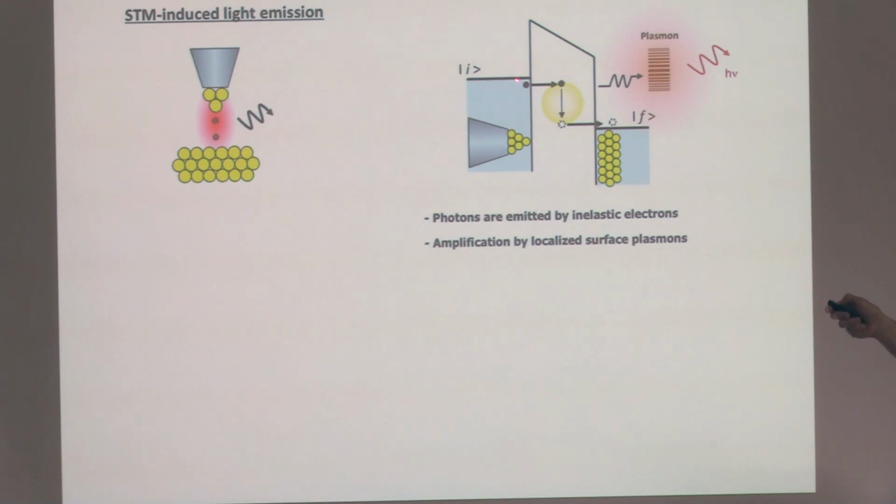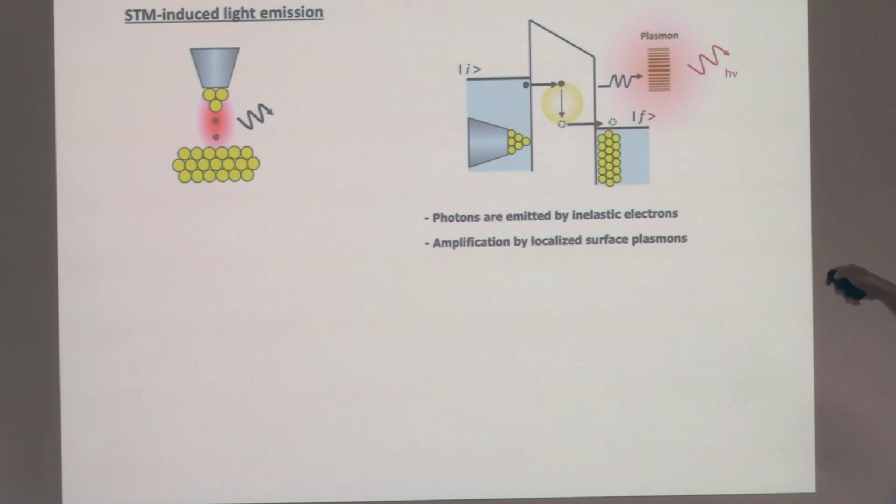And if you apply a bias between these two electrodes, then you have an electron that will go from this very high energy. Actually, most of them will just tunnel ballistically through your junction. But a small fraction of these electrons will lose energy within the barrier, what we call inelastic electrons. And if you apply a voltage that is high enough, let's say 2 volts, then an electron can lose up to 2 eV in the junction. And this energy will be transmitted to a photon.